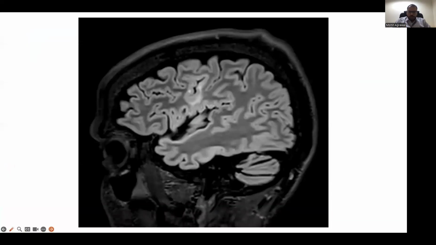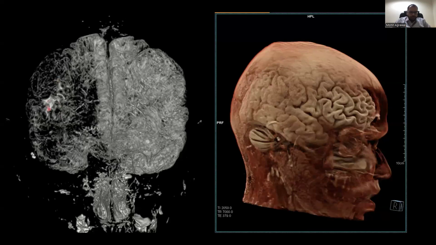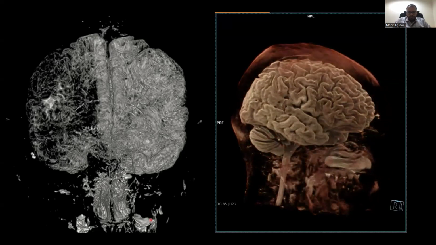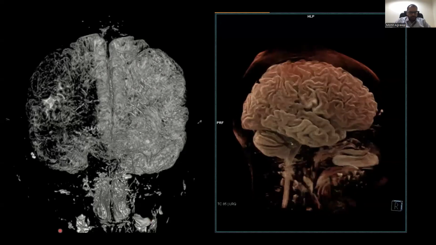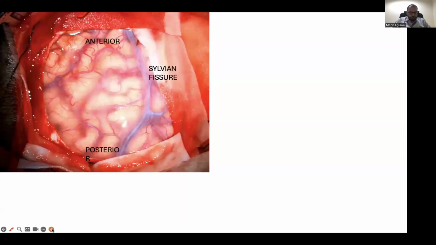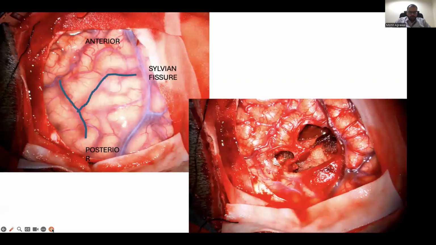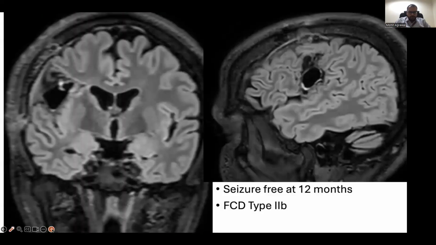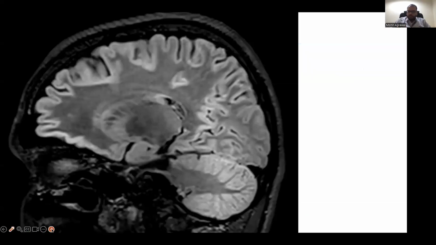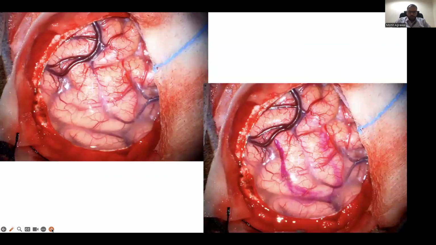So perirolandic lesions, this hyperintensity is the lesion, and you can make out this T-shaped gyrus which is overlying the lesion, which we have to again go in and resect. So these are the intraoperative pictures and the post-operative scan. So you get the main gist of the technique.